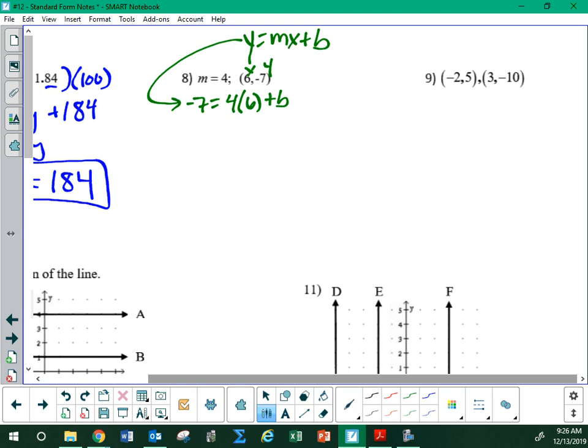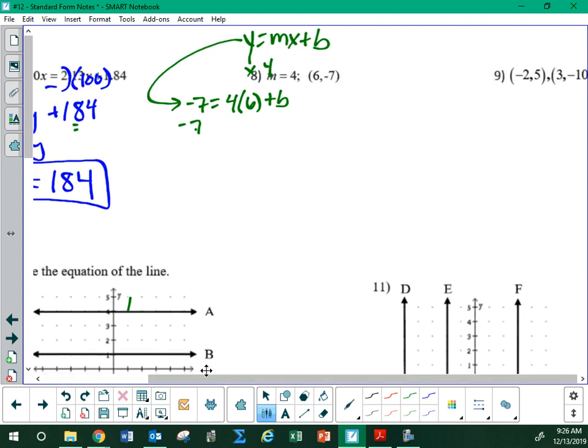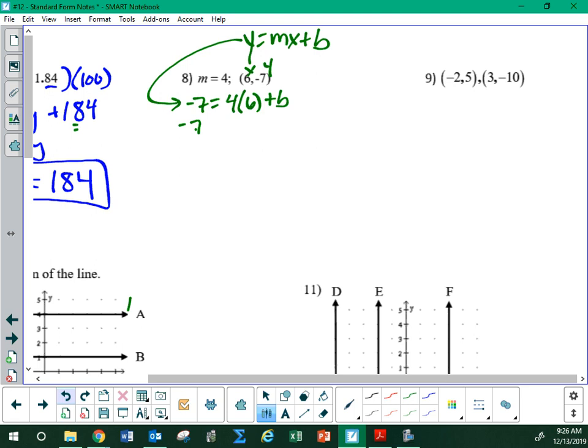Wait, why is there negative 7? Because that is your y. Oh no, I should change. Alright, so we get negative 7. Sorry, my belt isn't board. Okay, so negative 7 equals 4 times 6, 24, plus b.